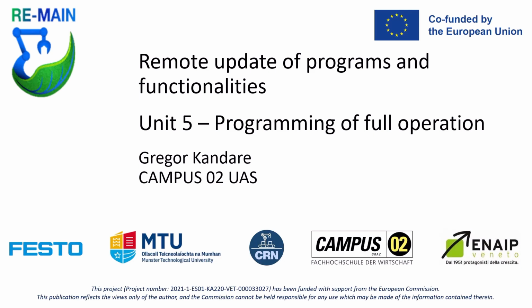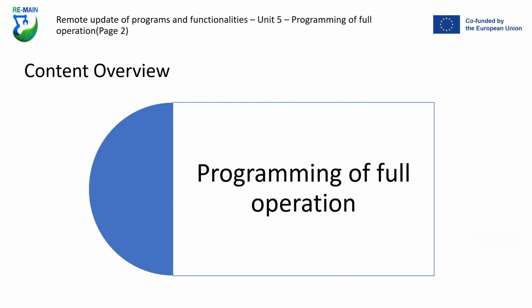Welcome to Unit 5 of the course Remote Update of Programs and Functionalities. The title of this unit is Programming of Full Operation. In this unit, we will have a look at how an algorithm for performing a control scenario of the faster conveyor station will be programmed.